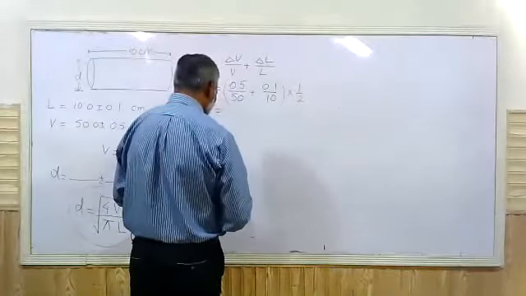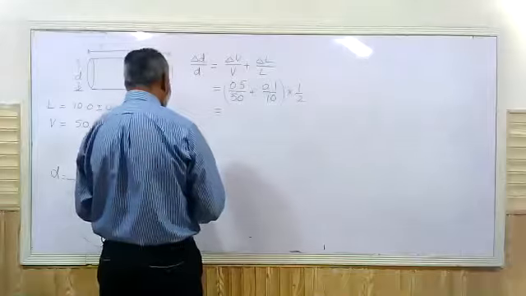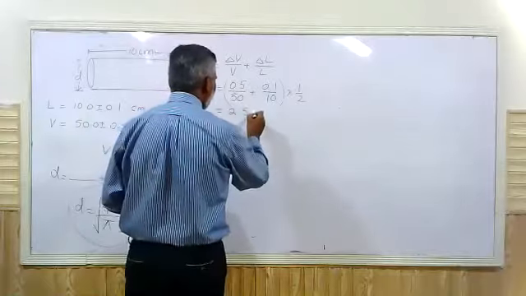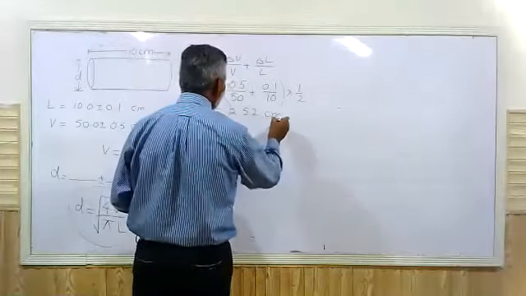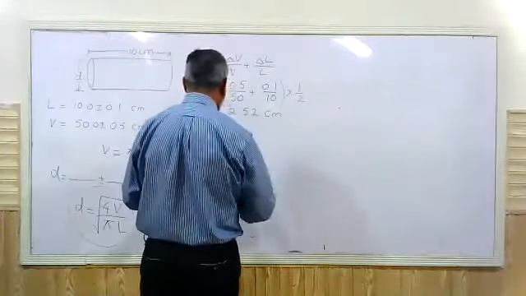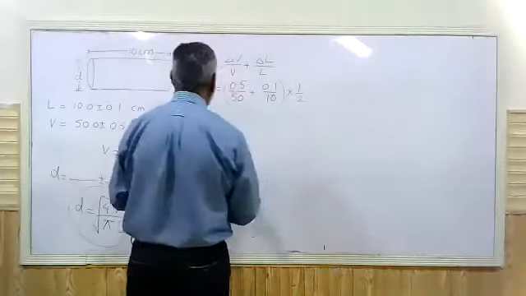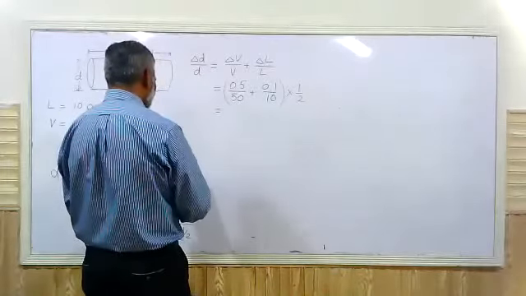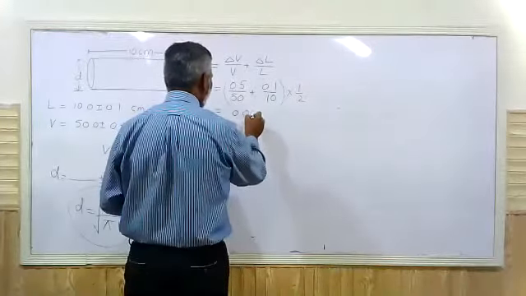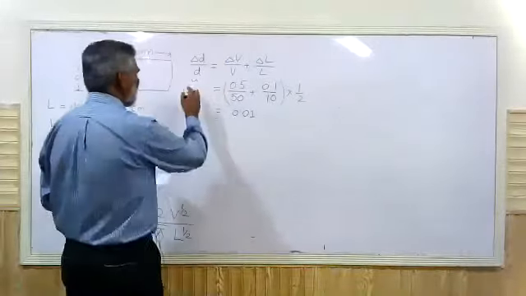So this all simplifies to, when I simplify this all, it comes out to be 2.52 centimeters. Sorry, this is delta D. This is delta D over D, and this comes out to be 0.01. All this simplifies to this number, 0.01. This is delta D over D.